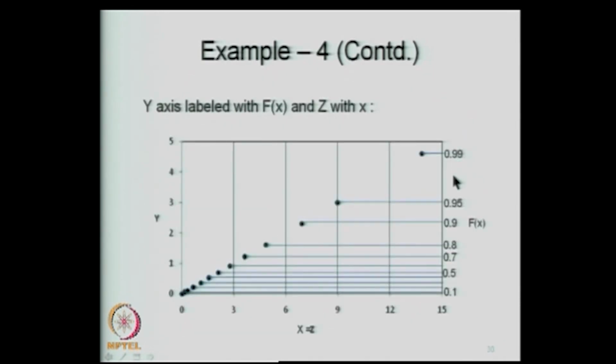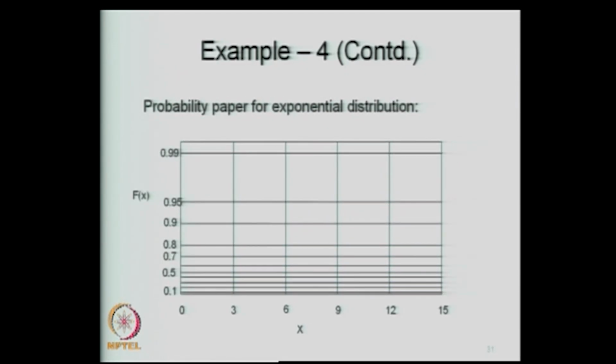So, I will get 0.99, 0.95 etcetera like this, and then we draw the lines here corresponding to these and get the probability scale. So, now you get rid of y, get rid of z, retain x, retain f of x, that is it, and that gives you a probability paper. It will appear like this.